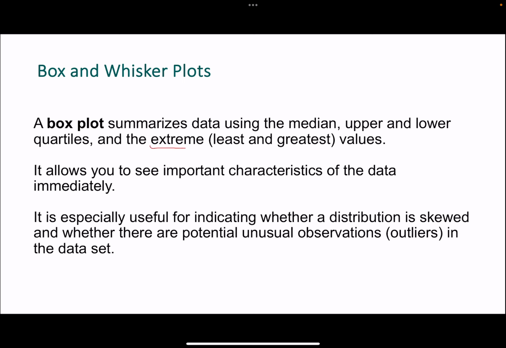So we're talking about the range here. We're talking about a central tendency measure here. And we're talking about also quartiles. It allows you to see the important characteristics of the data immediately because it is a graph. It is especially useful for indicating where a distribution is skewed. Remember, skewed is if it's not right in the middle or normally distributed, and whether there are potential unusual observations in the data set.